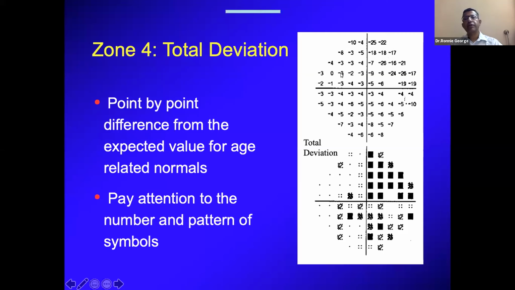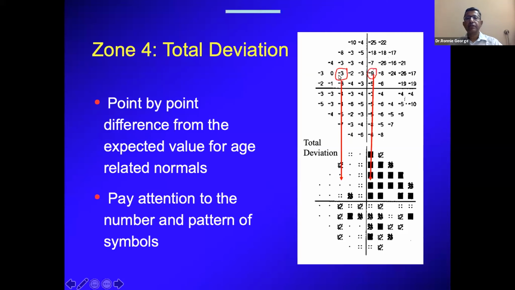So at this point, the threshold is exactly what was expected. At this point, it is 3 decibels less than what was expected for this age and this location. At this point, it's 25 decibels less than what was expected for this age and this location. So it's important to pay attention to this number and the pattern of stimuli here.